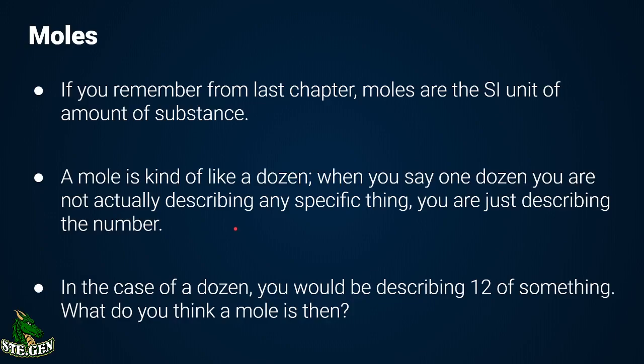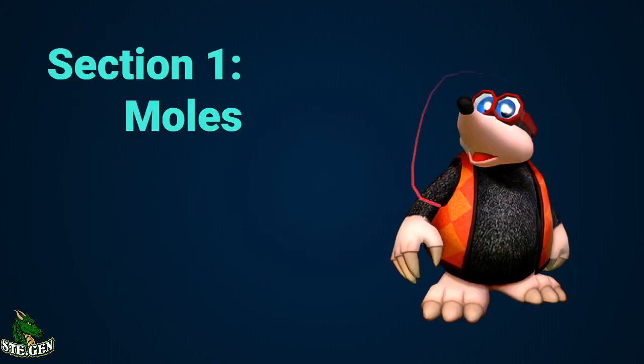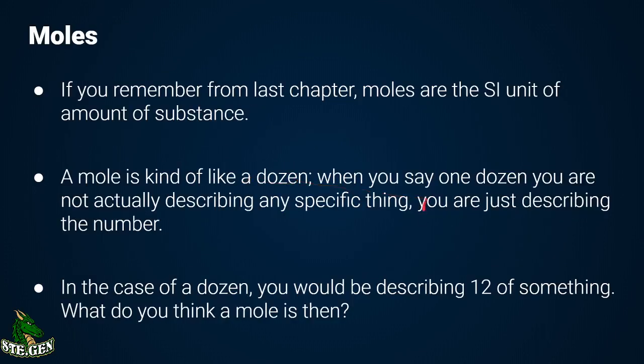Same thing when you say a mole. You don't actually tell me what you're saying if you just say you have a mole, unless you're, again, talking about this guy. If you're talking about this guy, then yeah, you are telling me, I guess. But we're assuming you're never going to be actually talking about that. In the case of saying a dozen, you're telling me that there's 12 of something.